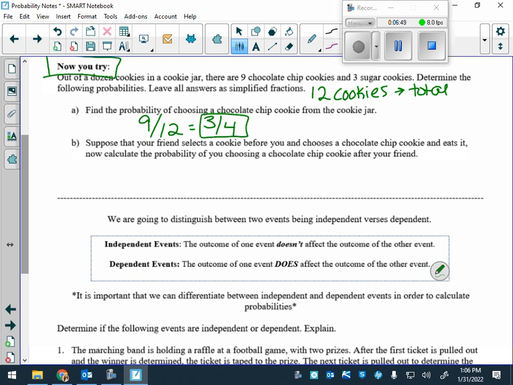Awesome. Good job. Then suppose that your friend selects a cookie before you and chooses a chocolate chip cookie and eats it. Now calculate the probability of choosing a chocolate chip. Louise. Perfect. Why is it 8 out of 11?